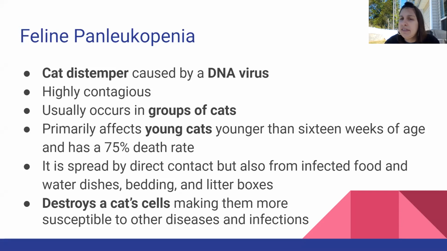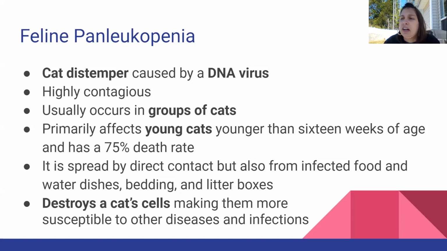It's a DNA virus. It's very contagious. So if you've got one cat that has it, it's going to very quickly spread to the rest of your cats. Typically, it's only going to be in kittens. A lot of times when we have animal diseases, you're going to see them in the young animals. You're going to see sick puppies. You're going to see sick kittens. You're going to see sick baby animals.